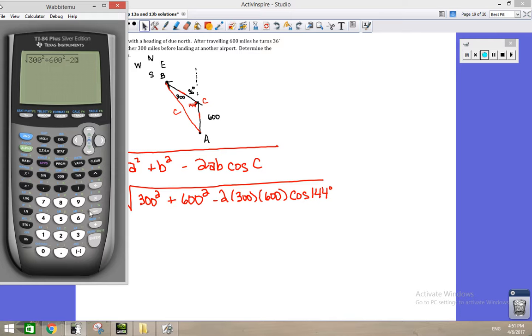Minus 2 times 300 times 600, times the cosine of 144. I don't have to close the parentheses, but I will. All right, I'm getting a distance, at least to 2 decimals, of 860.96. Hey, 861 miles.